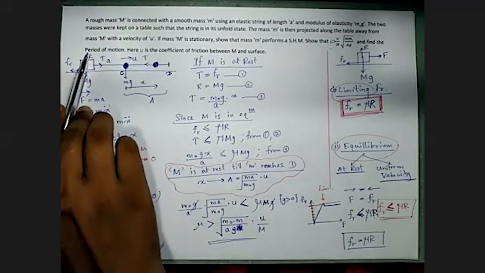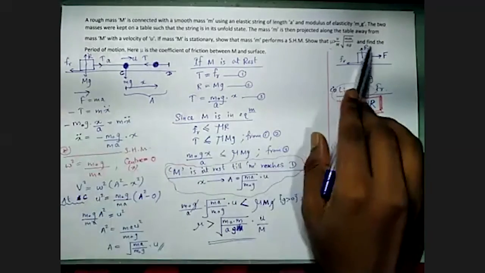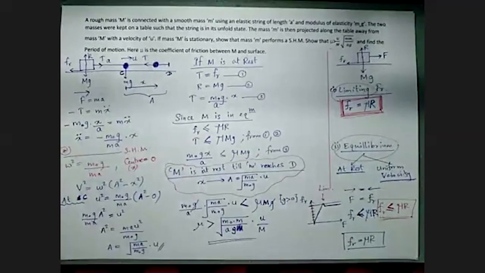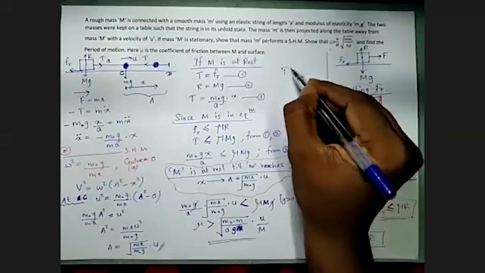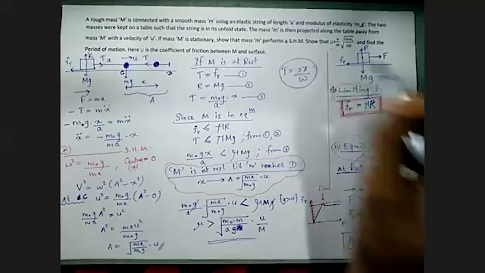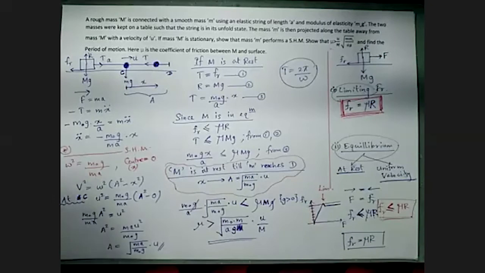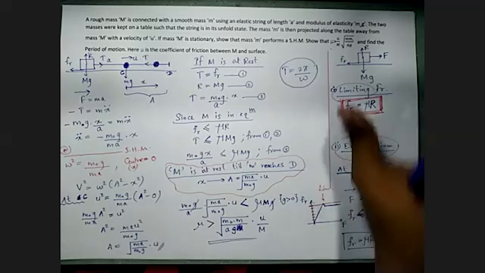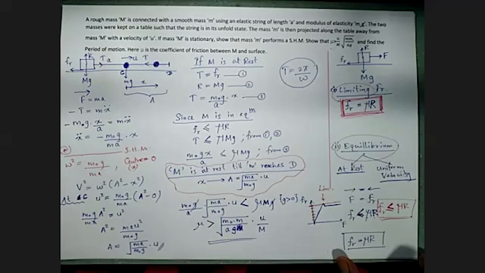Then there's a small part. After finding this, you have to find the period of motion. For that, you can use the period equation, 2 pi over omega. That I'm not going to teach. This is the difficult part. So I taught you friction, and applying that friction theory, we could get this inequality.